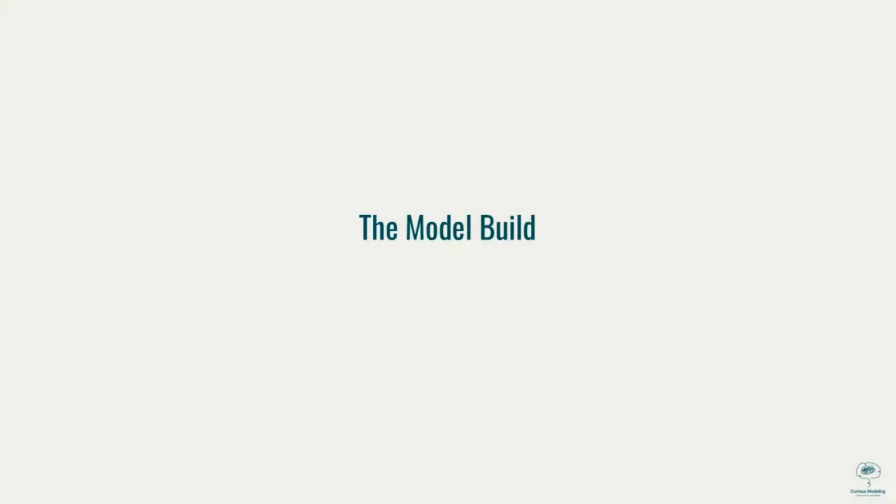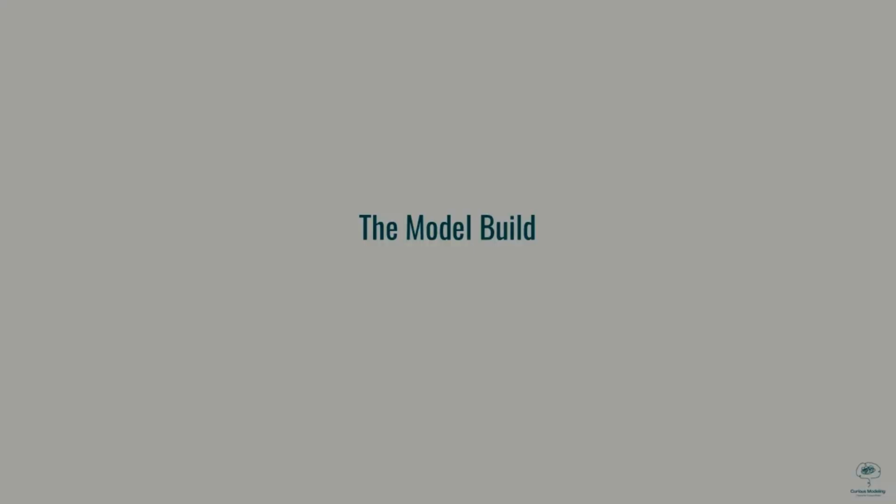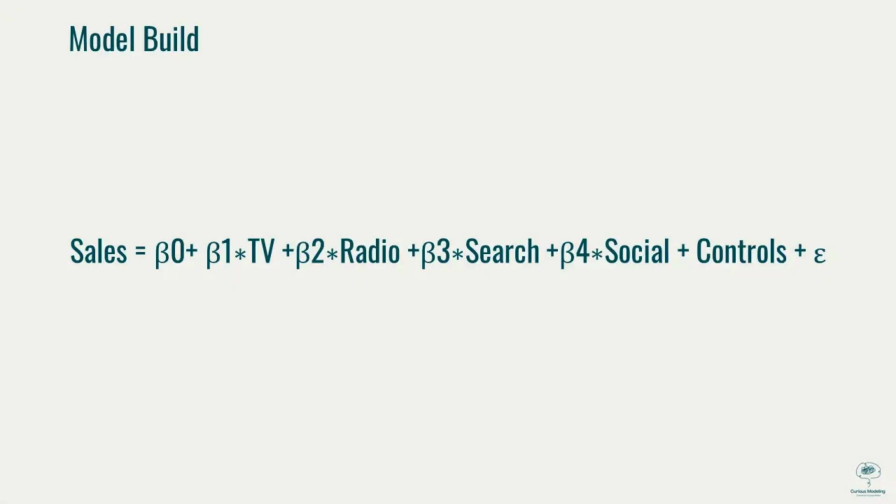Now, part four, the model build. The general approach is to start with a multiple regression model with the target set as sales, for example, or any form of conversion, and the inputs being ad spend as well as all the control variables that we went over. So the equation might look like this. Sales is equal to your base constant plus beta 1 times the TV spend, beta 2 times the radio, beta 3 times search, beta 4 times social, plus the controls and all of what goes into those, and then your error terms.